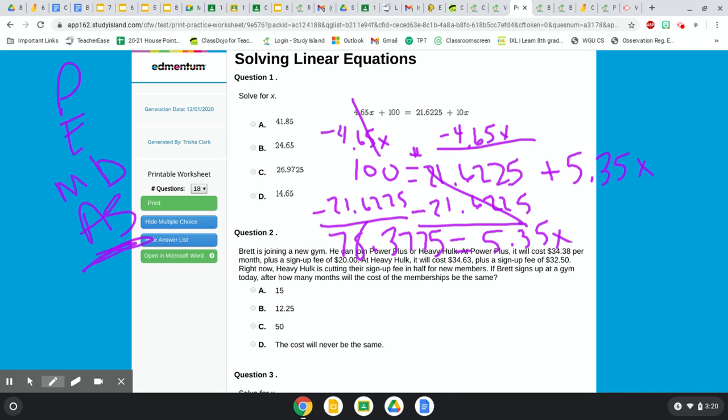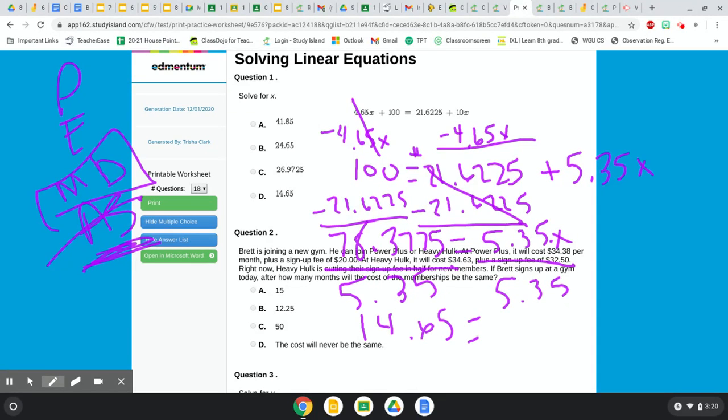Again, any adding or subtracting needs to be taken care of. Well, I don't have any more, so I'm moving on to multiplying and dividing. Right now this is saying 5.35 times x, so the inverse would be to divide by 5.35. I don't want to divide by x because that's not going to get me anywhere. So I leave that x up there and divide by 5.35 on both sides. I'm going to take that 75.3775 and divide that by 5.35, and that gives me 14.65. Anything over itself gives me 1, so that leaves me with 1x, or just x. And my solution is D.